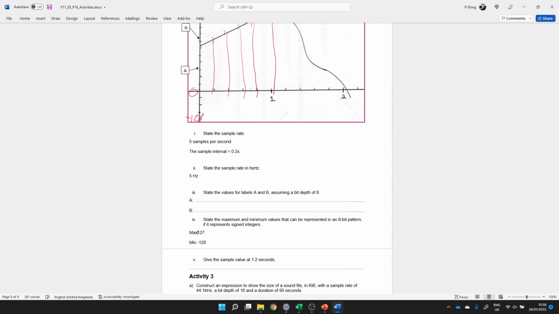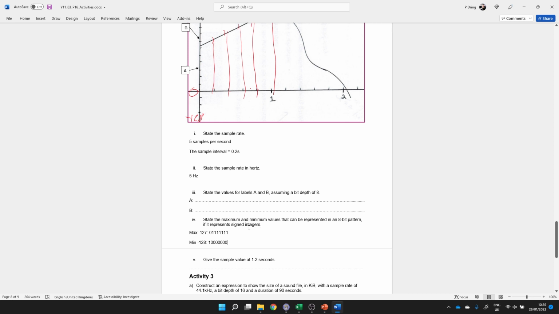What does that mean? 127 is going to be not minus 128, plus 64 plus 32 plus 16 plus 8 plus 4 plus 2 plus 1. That's the maximum positive value you can have. The minimum value is just going to be minus 128 without any positive values. So you must make sure that you're writing this in 2's complement.